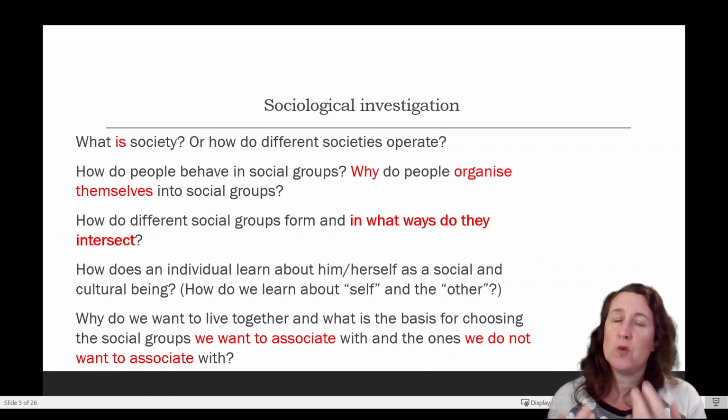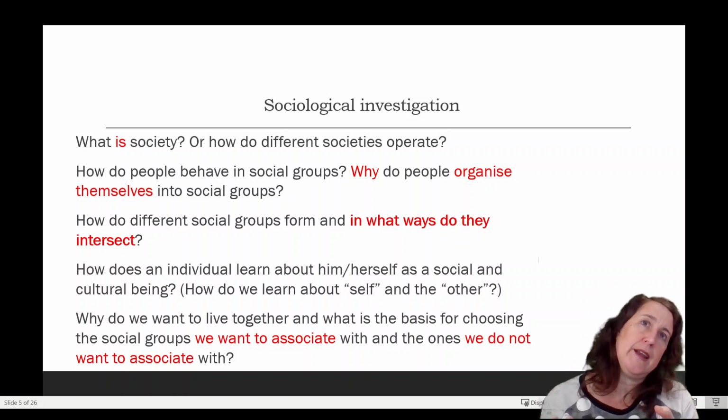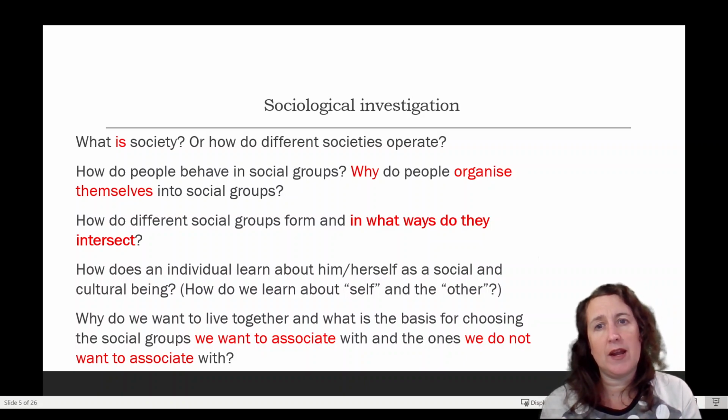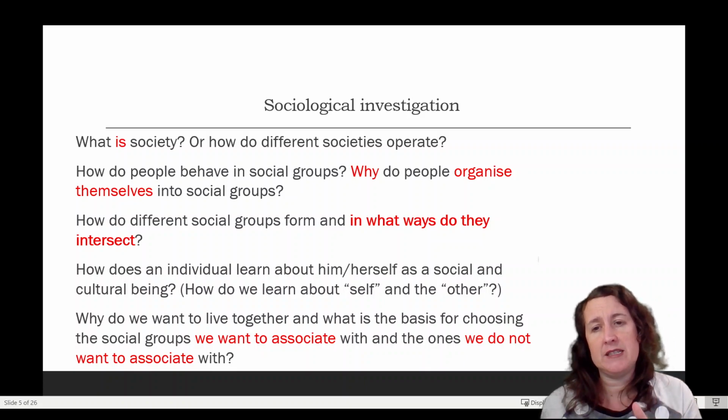So the types of questions that are under sociological investigation would be: what is society? How do different societies operate? How do people behave in social groups? Why do people organise themselves in social groups? How do different social groups form, and in what way do different social groups intersect?